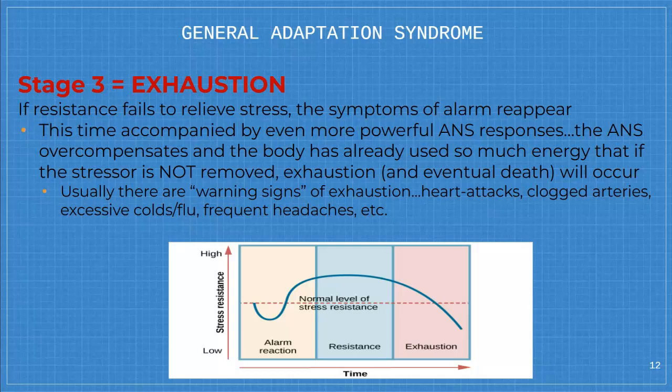The autonomic nervous system tries to overcompensate, but the body has already used so much energy that if the stressor is not removed, you'll feel exhaustion and possibly even eventually death. So usually there's warning signs of exhaustion, but things like heart attacks, clogged arteries, frequent and excessive colds and flu and headaches, those are all signs that your body can be exhausted and that you need to take action to cope and slow down.